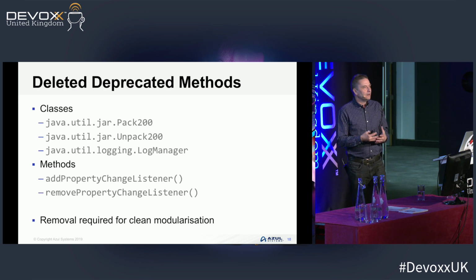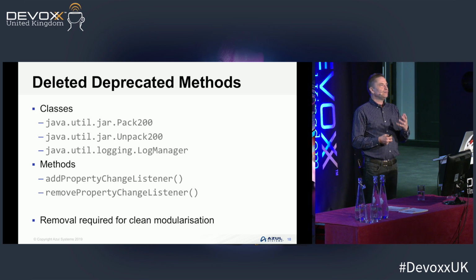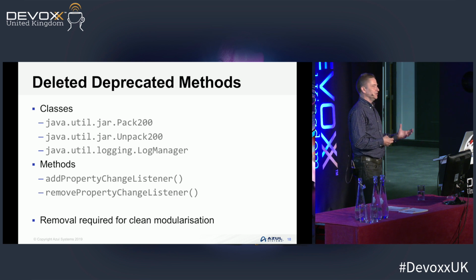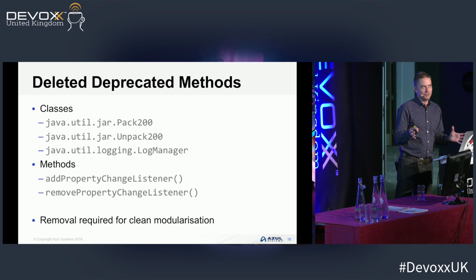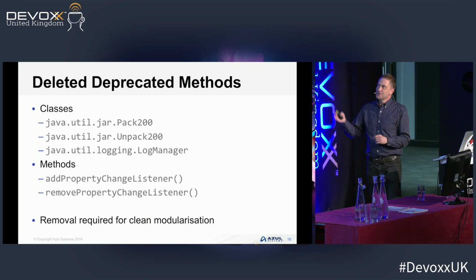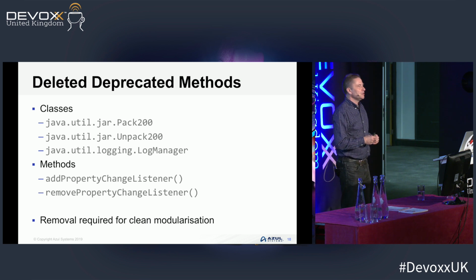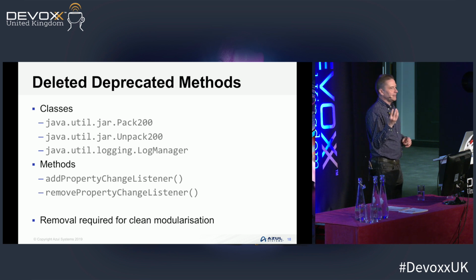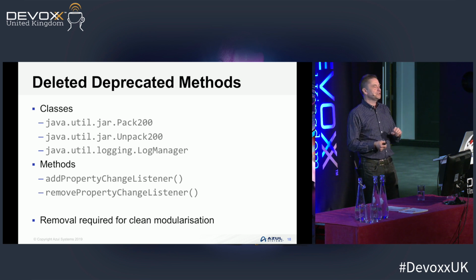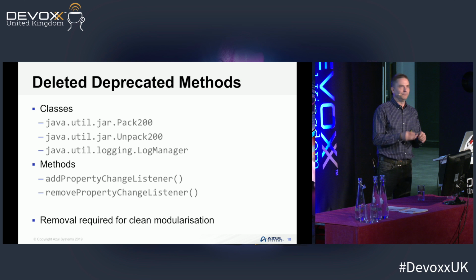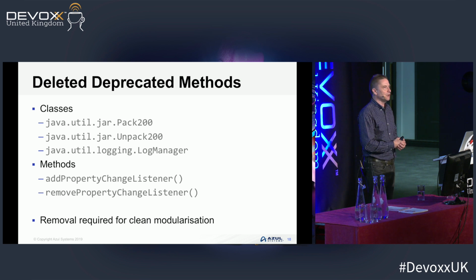The other thing with JDK 9 was that they actually did remove some of the deprecated methods. And they didn't exactly go overboard with JDK 9. They removed 6 methods. That was it. So if you look, there's jar pack200, unpack200, and logging.logmanager. Both of these had 2 methods removed, which is add property change listener and remove property change listener. I doubt very many people here have used those.